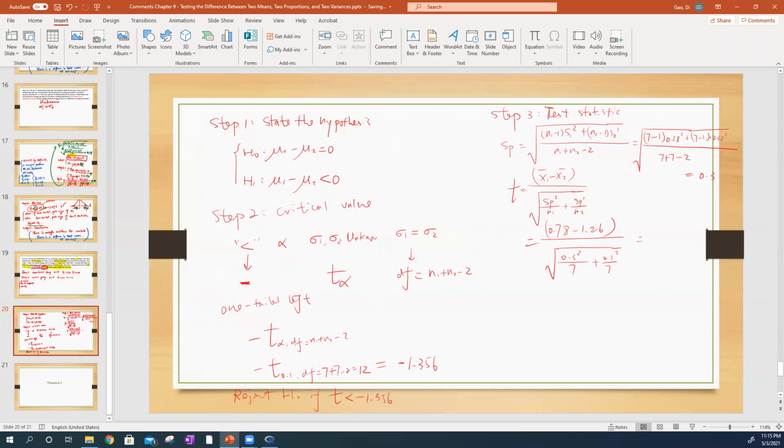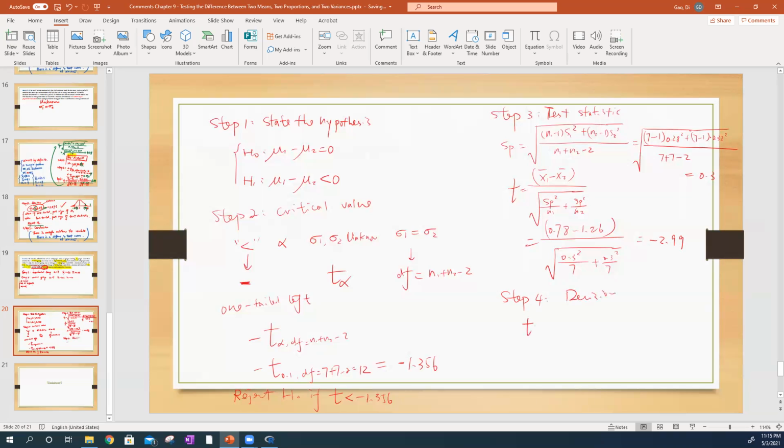So we're going to use the calculator. Again, don't forget the parentheses. 0.78 minus 1.26 divided by root of 0.3 squared over 7 plus 0.3 squared over 7. So negative 2.99. That's our test statistic. Then we can look at step 4.